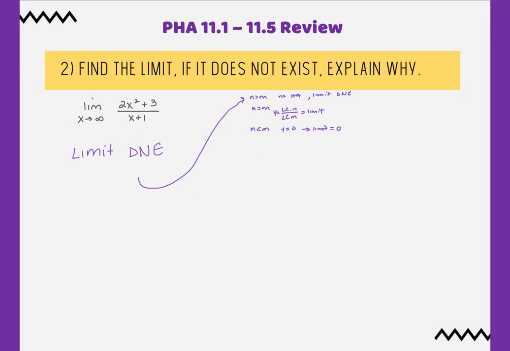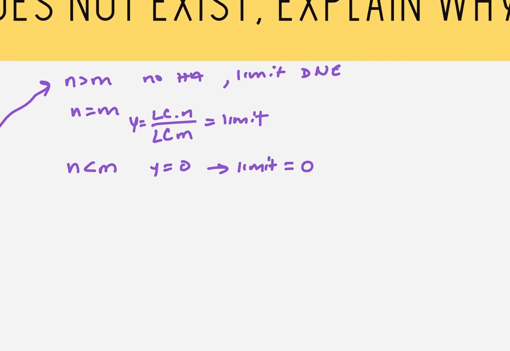Number 2, when your x is approaching infinity or negative infinity, this is when you're talking about the end behavior. End behavior is based on your horizontal asymptotes. And these are your 3 scenarios. If n, which is the exponent in the numerator, is bigger than m, then there's no horizontal asymptote, so then the limit does not exist. So really the answer for y here is that there's no horizontal asymptote.